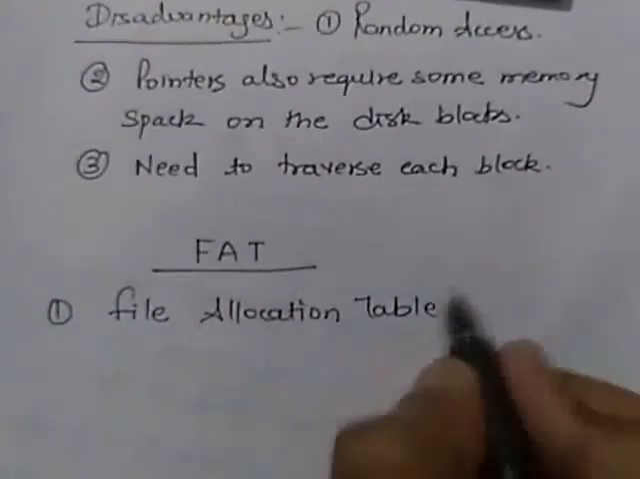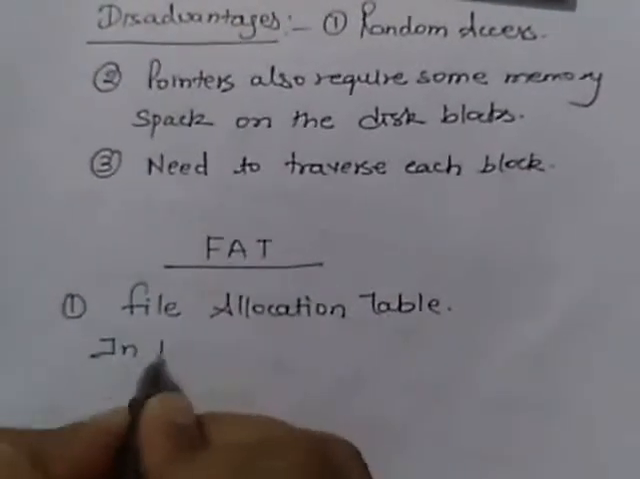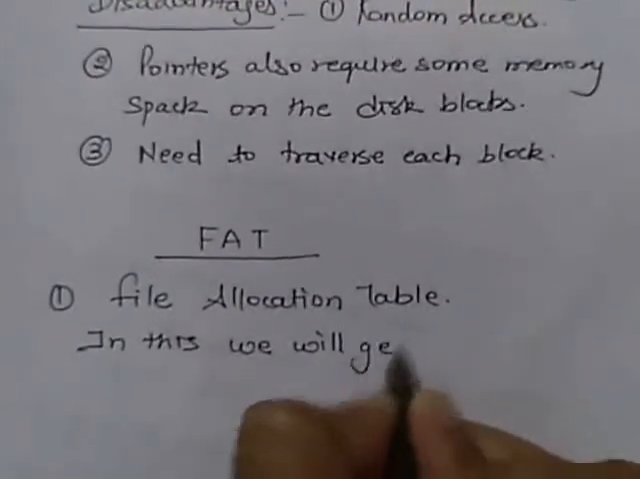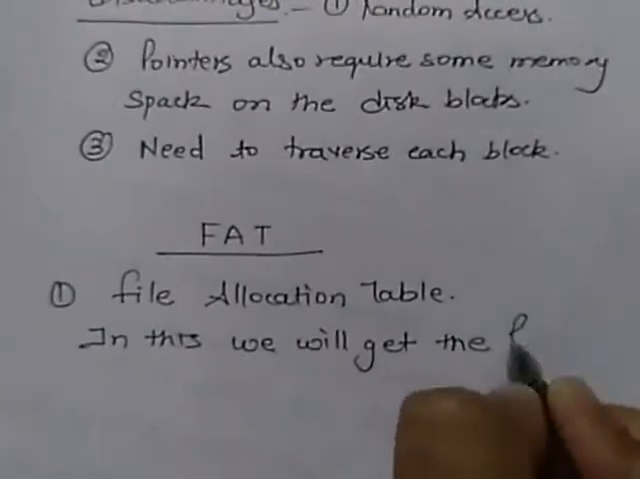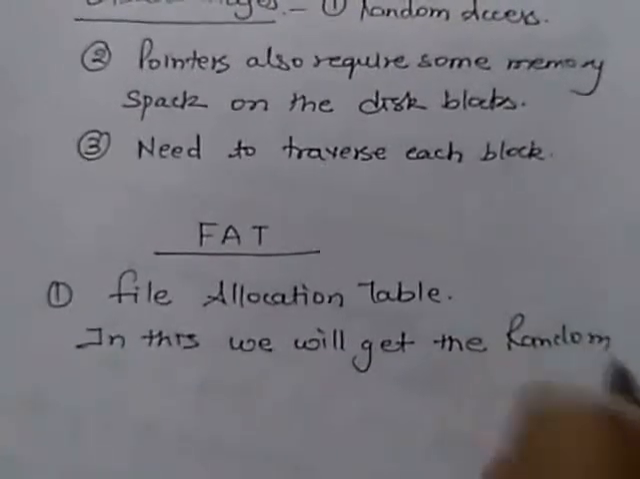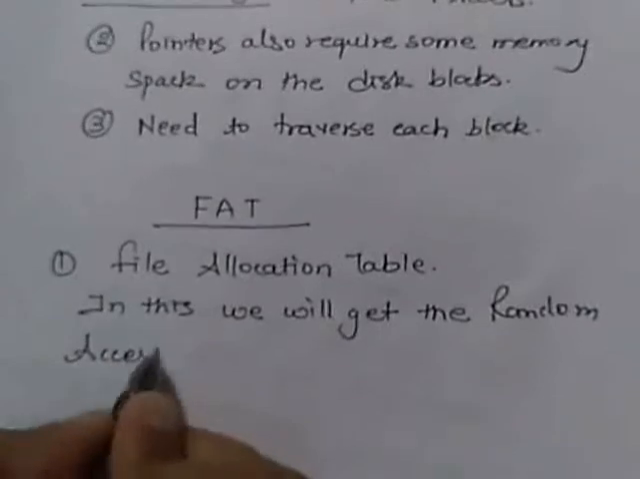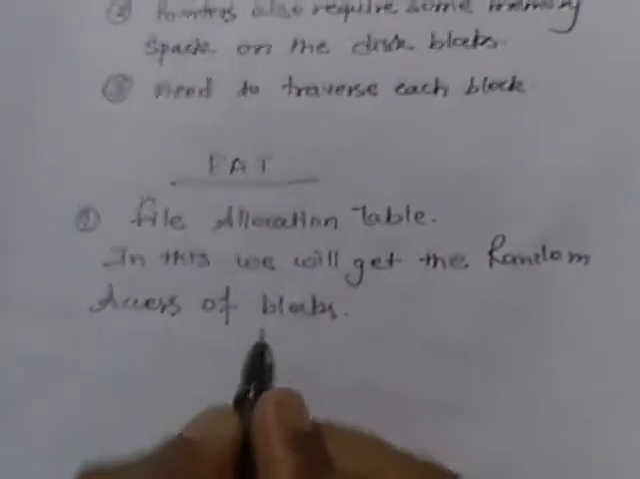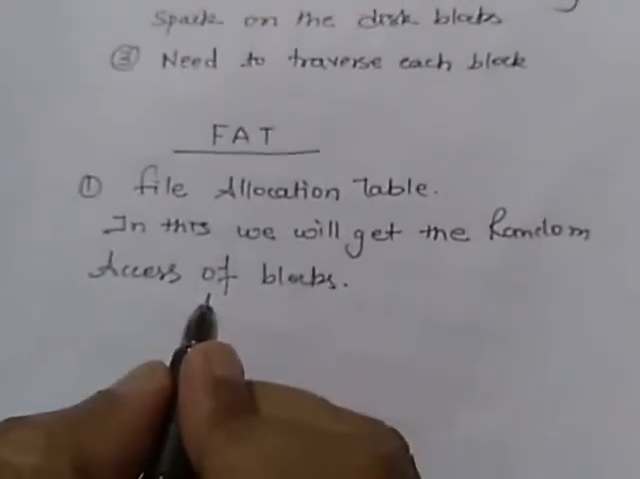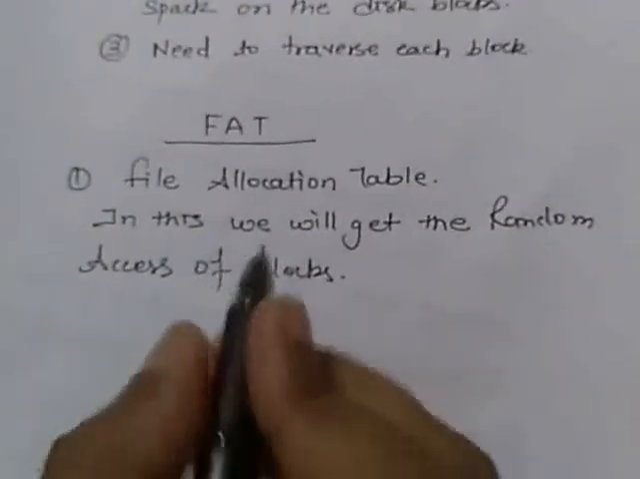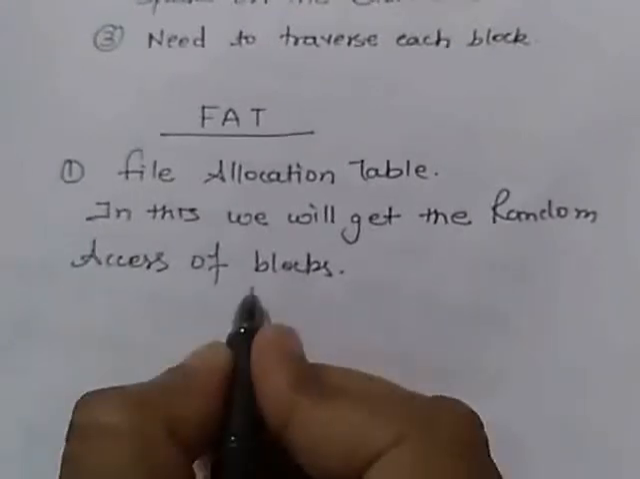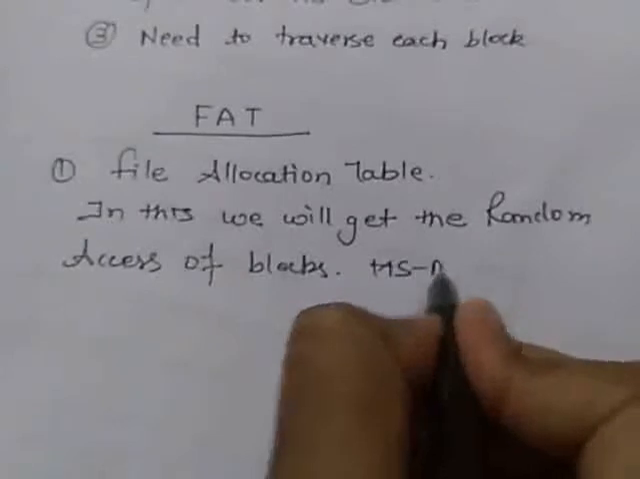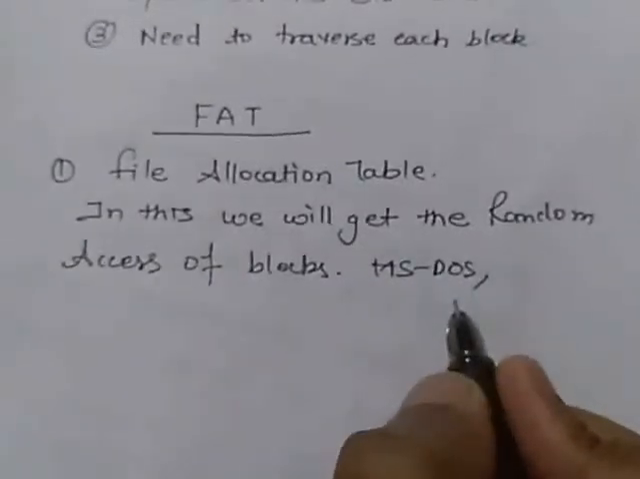Now in this we will get the random access of blocks or elements. Now FAT, as we know that it is a file allocation method used by MS-DOS operating system. It is also used in Windows versions.